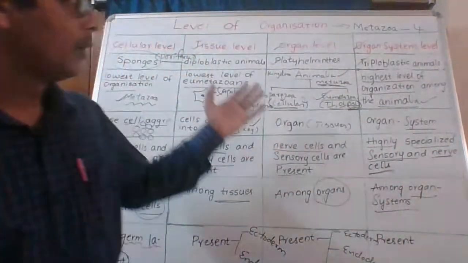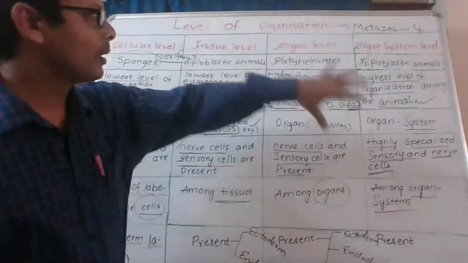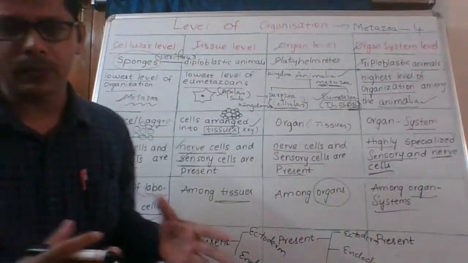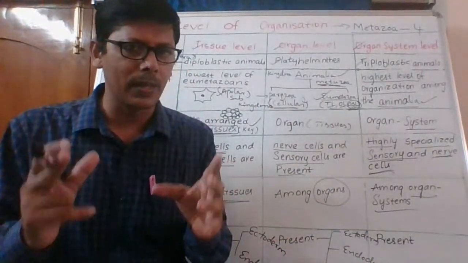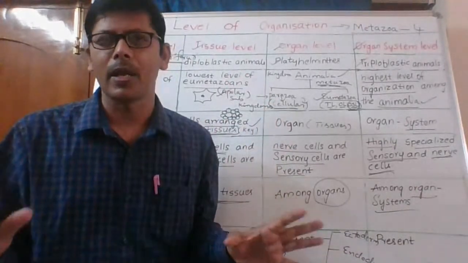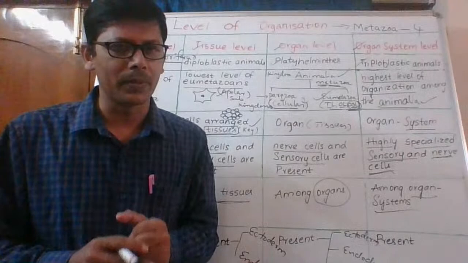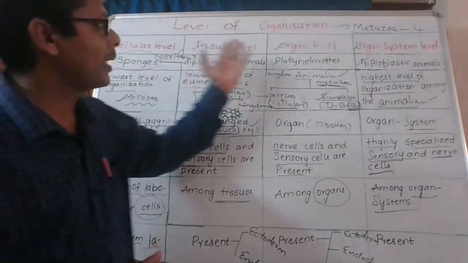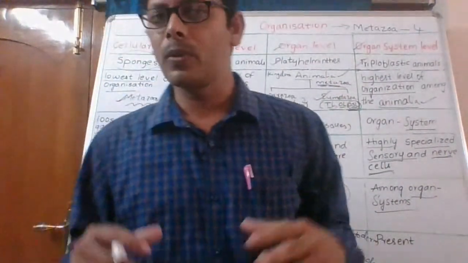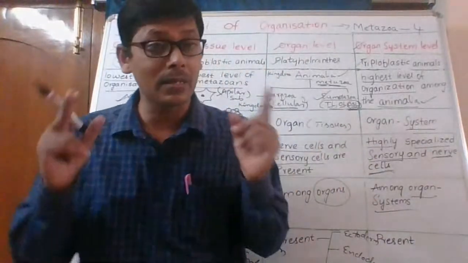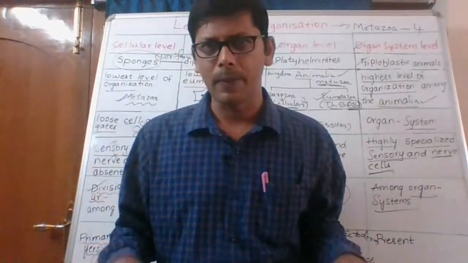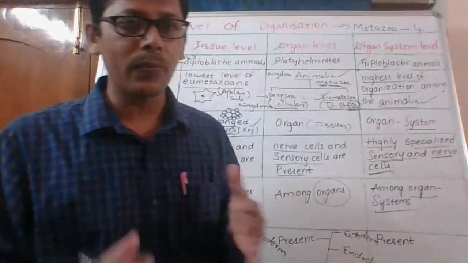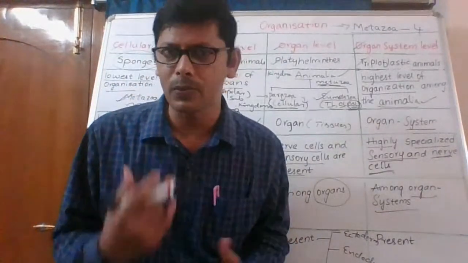With this, we have seen different levels of organization. One similarity among all these organisms, starting from Porifera up to Chordata, is that all are multicellular animals. All of them do not exhibit the same level of organization, yet they are multicellular. The level of organization varies among different phyla.